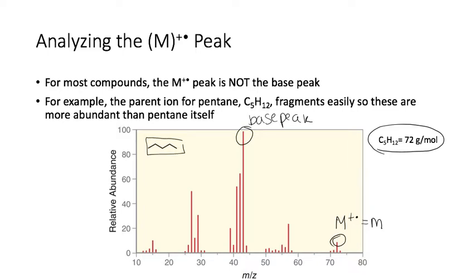If I look at the structure for pentane, you can see that it has a very simple structure. The beam can come in and make those different fragments. My most abundant fragment just happens to be the one that has a mass of 43. So this is an example of where your base peak and your radical ion peak are not the same. I know this because of the molar mass of pentane. I should see my radical cation peak at 72 grams per mole. Base peak is the one that's at 100%.